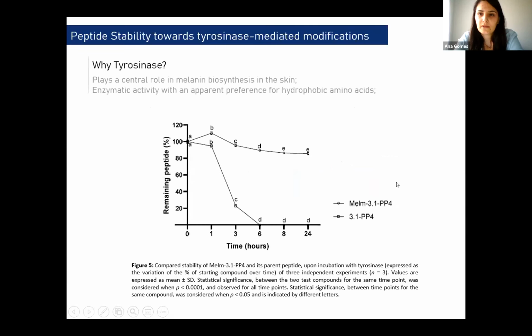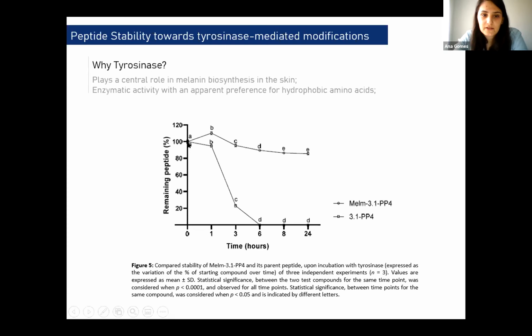And at that point, we asked what happens to the peptide stability, since we made some changes in the structure, actually at the terminus of the peptide. We decided to assess the stability of the peptide against tyrosinase-mediated modifications. And why tyrosinase? Because it plays an important role in melanin biosynthesis in the skin, and because its enzymatic activity has a preference for hydrophobic amino acids.